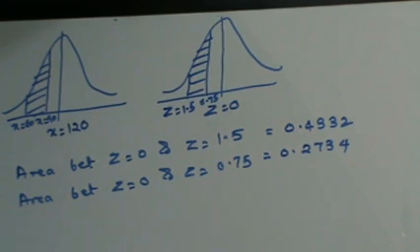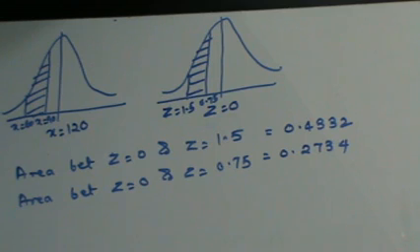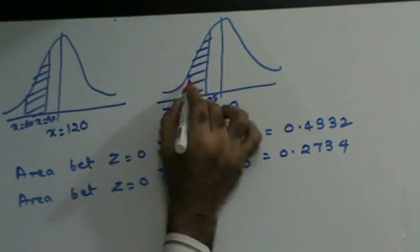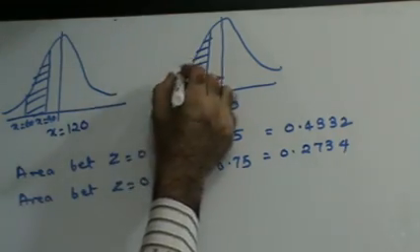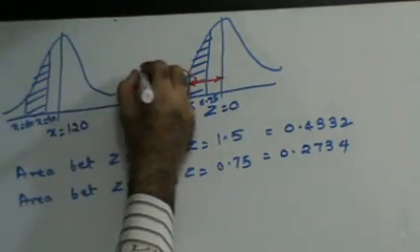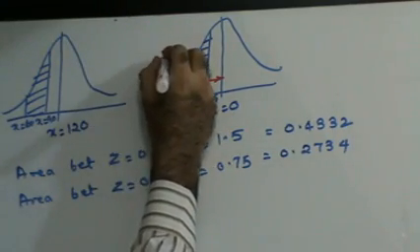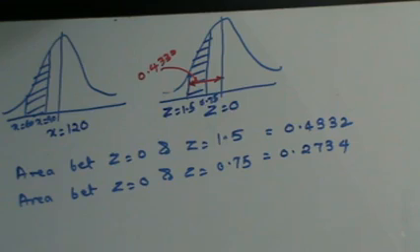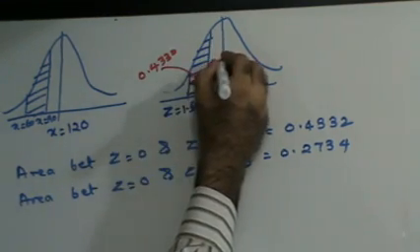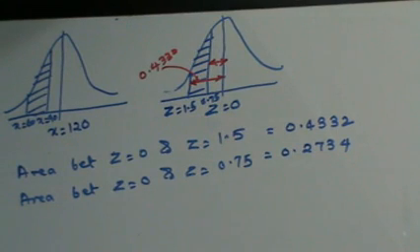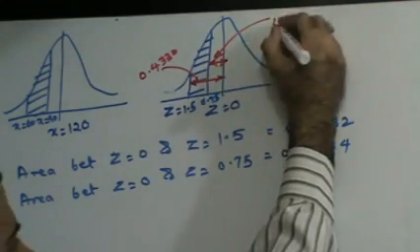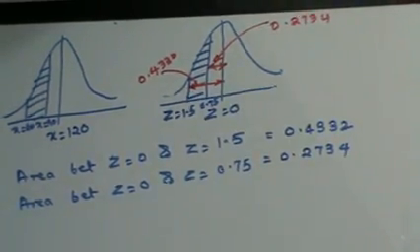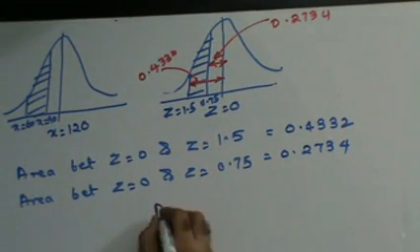Okay. Now, the area between z is equal to 0 and z is equal to 1.5. That means this whole area, from here to here, is given to you as 0.4332. Right? Next, this area, from here to here, the area between z is equal to 0 and z is equal to 0.75, is given to you as 0.2734. Right? In that case, what will be the area of the shaded portion?